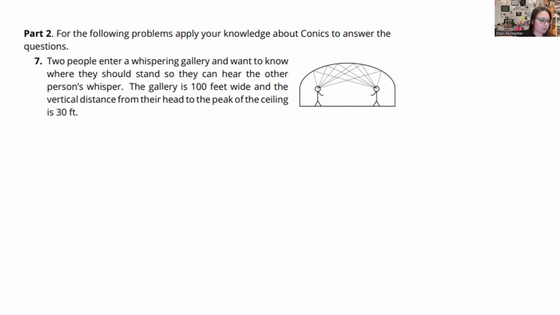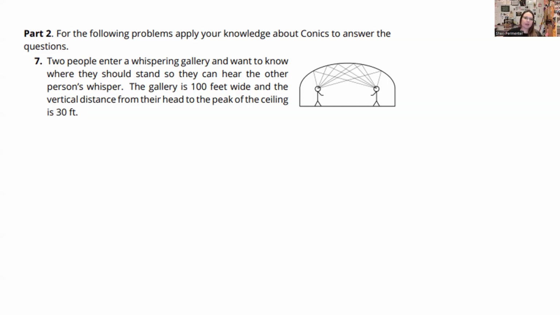Do y'all know what a whisper gallery is? Yeah, so 2 people could stand on opposite ends of the room, and the way that the room is designed, you can hear somebody talking across the room because of the way that the sound travels through the room. It's kind of a cool thing.